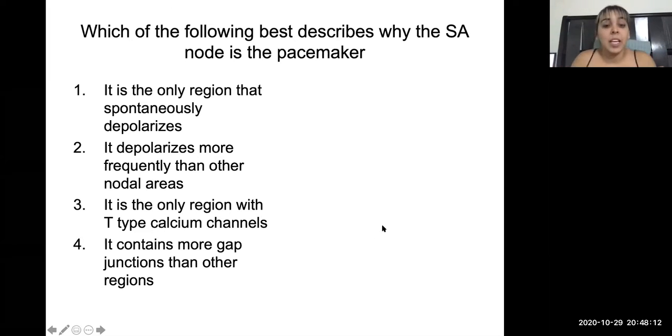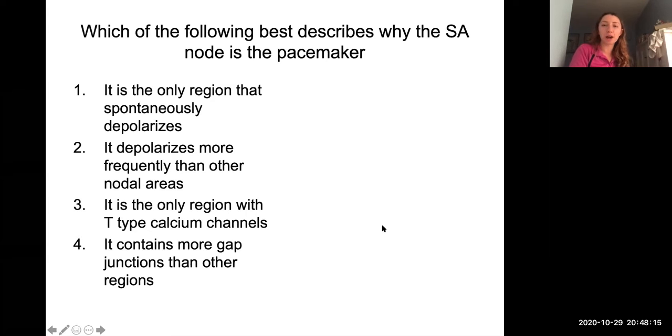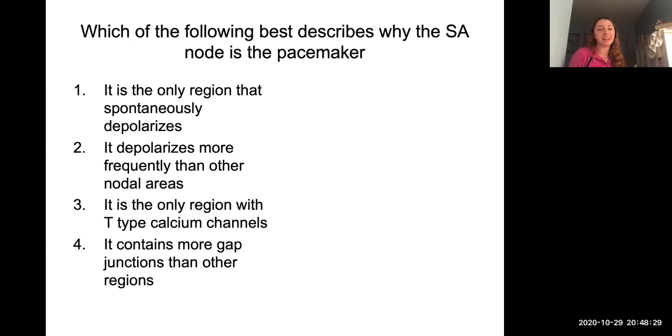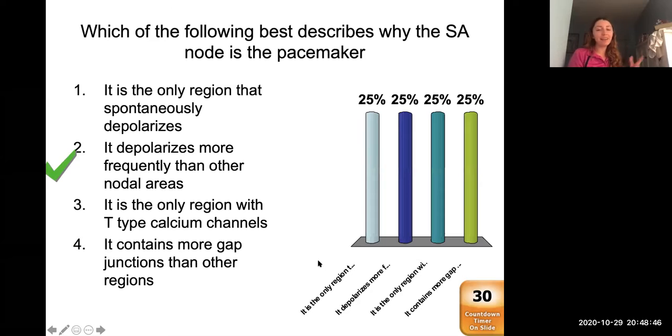Okay. All right. So which of the following best describes why the SA node is the pacemaker? I don't need to read all of them, but which one do you guys think it is? It's 2. Because it depolarizes more than other nodal areas, at a faster frequency. Yay, we're all right. Okay.